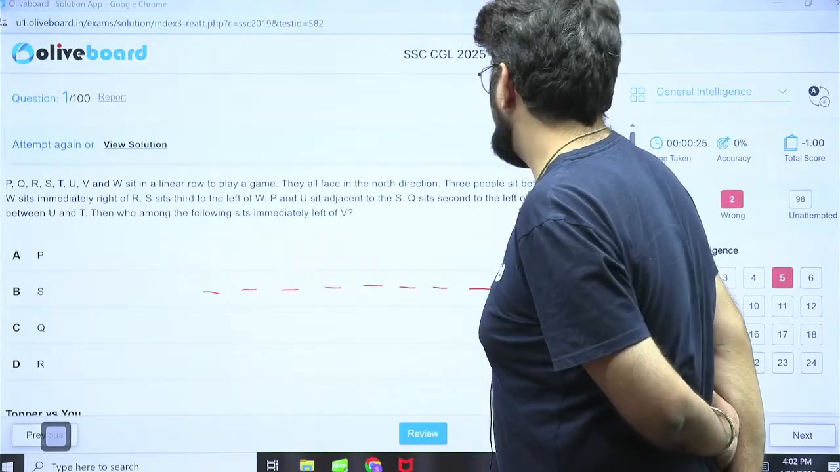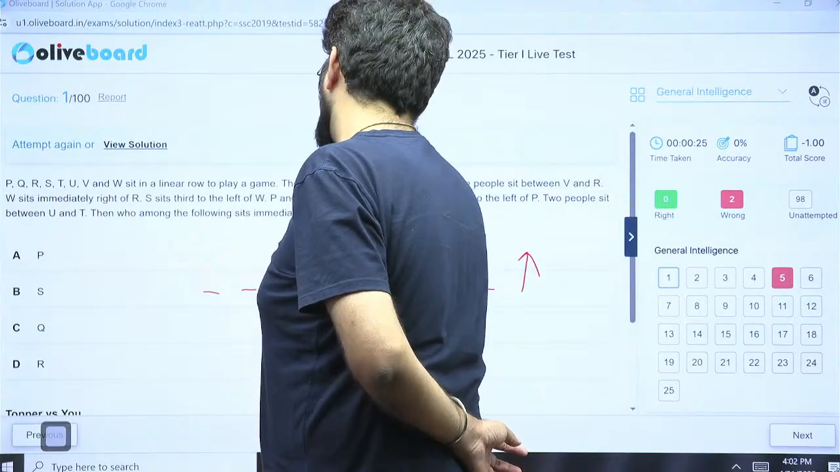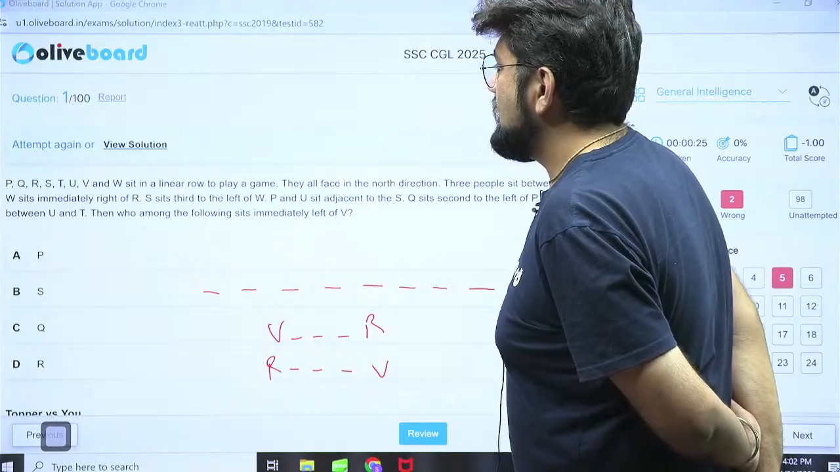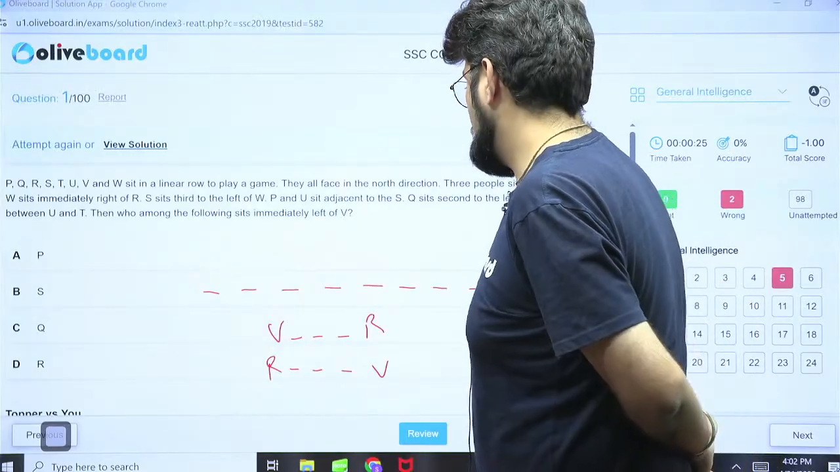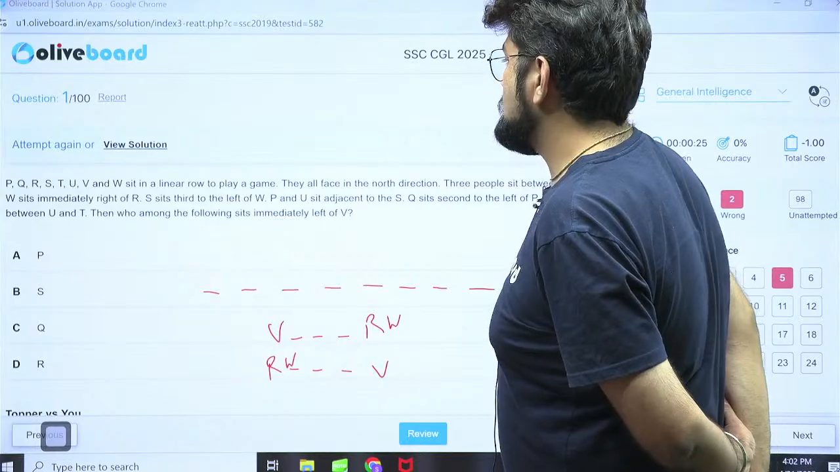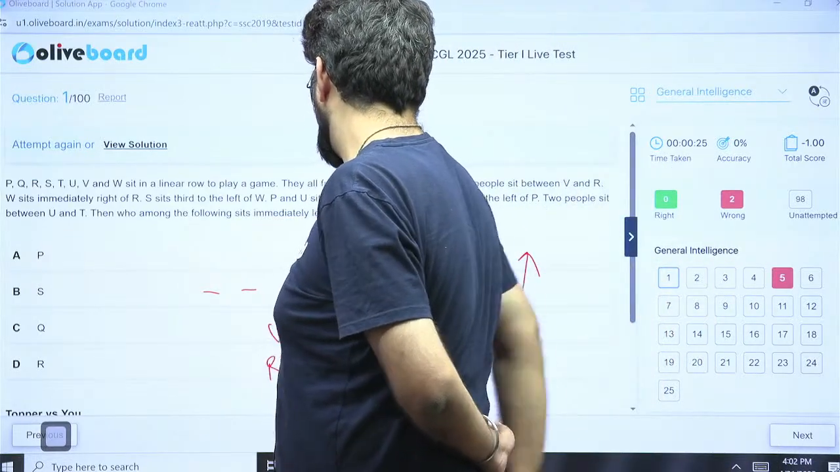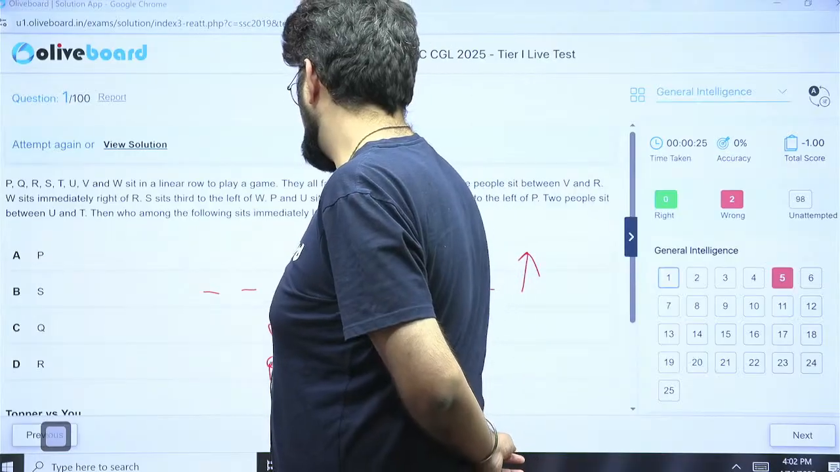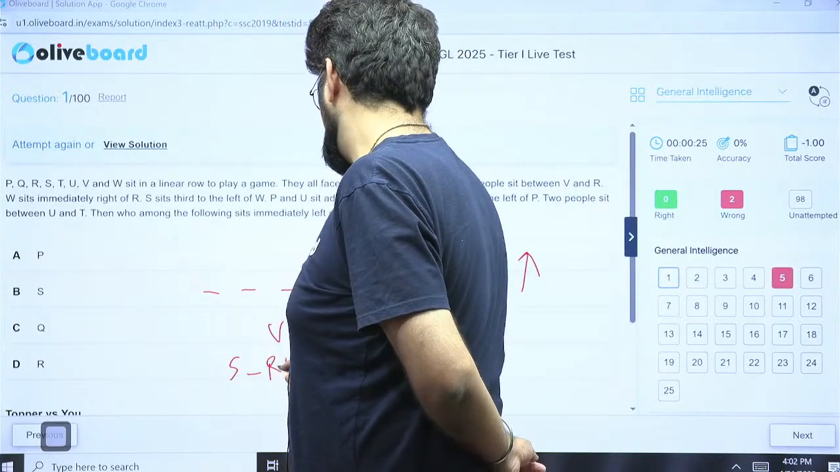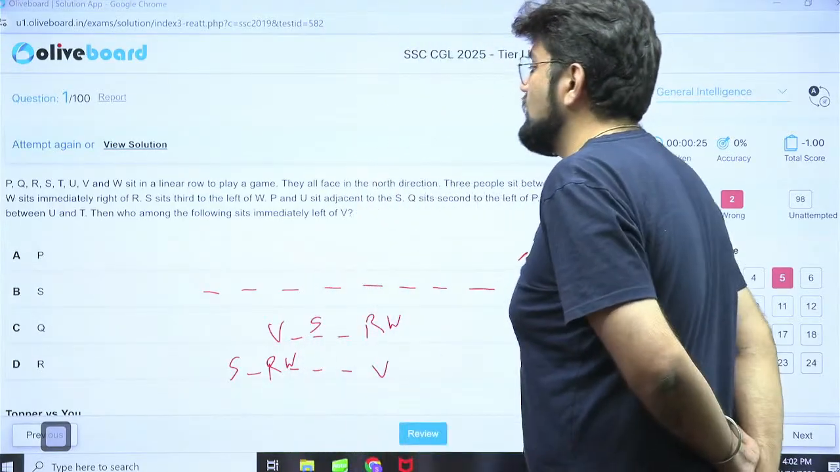3 people sit between V and R. So we have V, 1, 2, 3, R, or vice versa, R, 1, 2, 3, V. Two cases, every possibility you'll have to draw. W sits immediately right of R. Okay, so there will be a W either here or here. S sits third to the left of W. So W, 1, 2, 3, S sits here, and S sits 1, 2, 3.